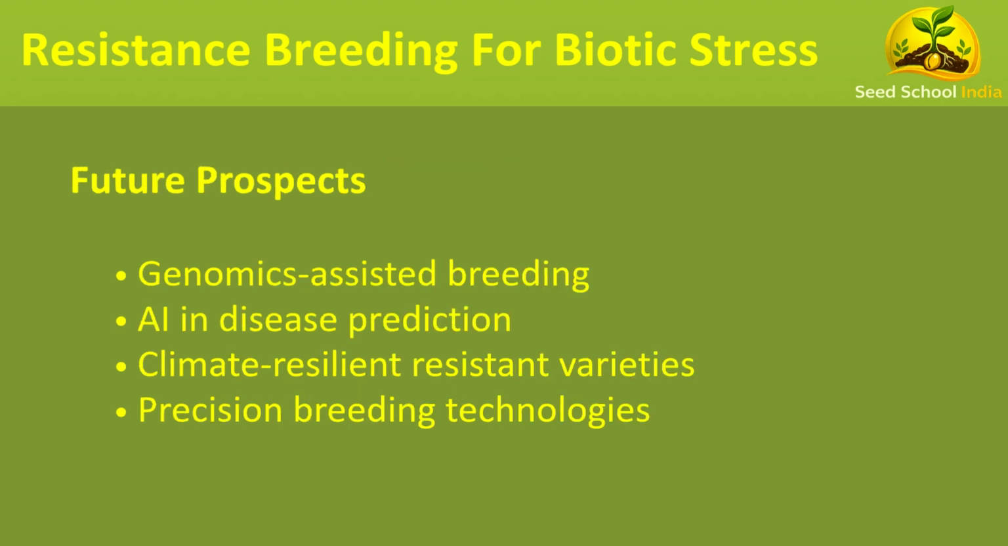The future of resistance breeding looks promising. Technologies like genomics, artificial intelligence, and precision breeding are transforming the field. Climate resilient and multi stress resistant varieties will be essential in the coming years. These innovations will help ensure global food security.